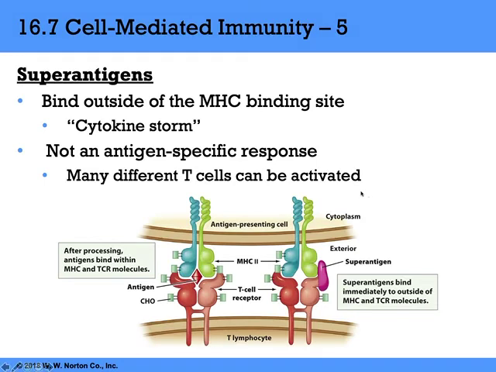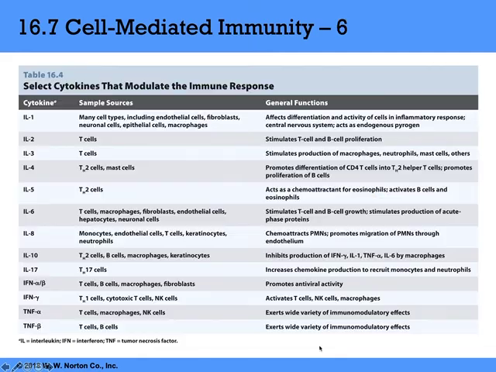So superantigens bind outside of the MHC binding site and generate cytokine production. They're not antigen-specific responses, and a lot of different T cells can be activated as a result. Normal antigens are going to bind on the left side of this figure, and the superantigen is binding as shown on the right side. So see the difference? Normal antigen inside the sandwich, superantigen outside the sandwich. So this puts this whole interaction into overdrive.